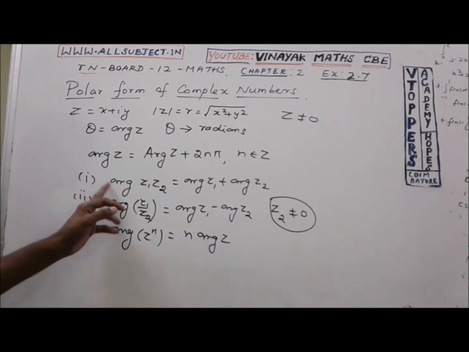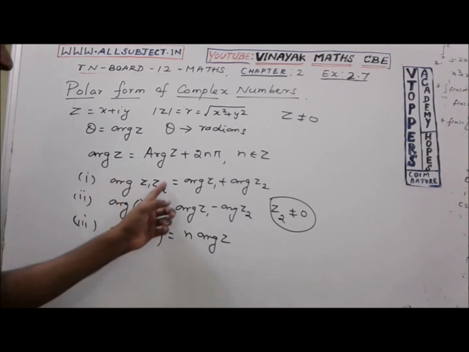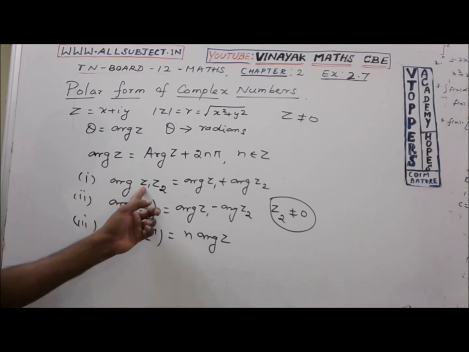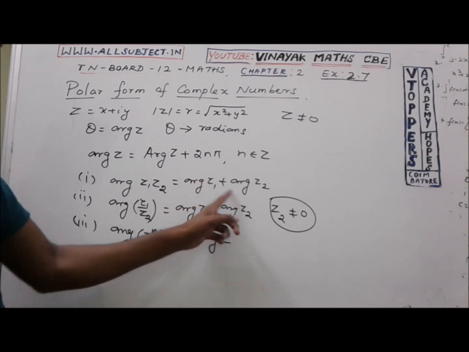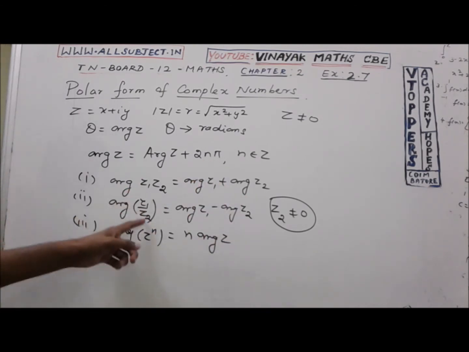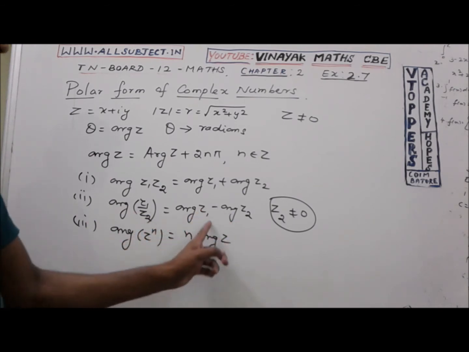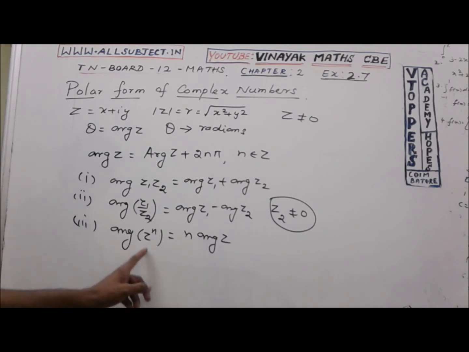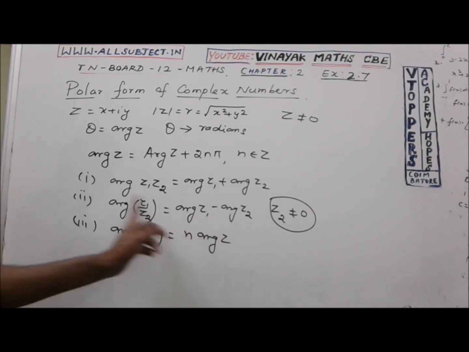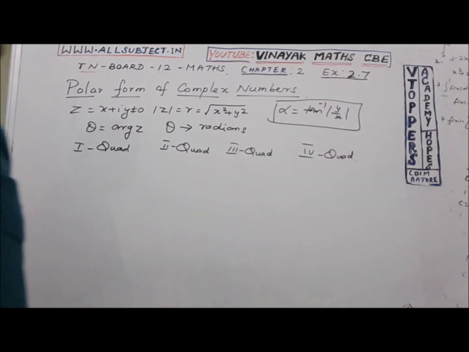Argument is nothing but the angle made by a complex number. When two complex numbers are given, the argument of the product will be equal to the sum of the individual argument values. The argument of the quotient will be equal to the difference of the two argument values. Here argument of z power n equals n into argument of z, which will be equal to tan inverse of modulus of y by x.